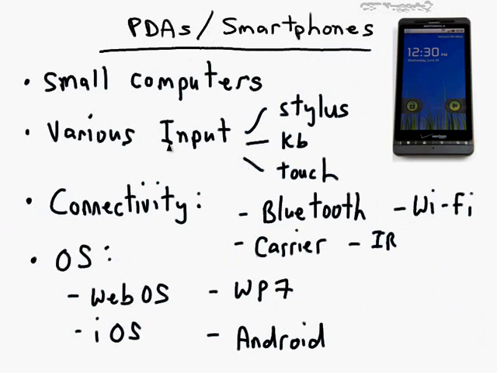To take the form factor down another notch, let's look at personal digital assistants, PDAs, and smartphones. Now, one has essentially become the other. What do I mean by that? A PDA or a smartphone, first let's look at their similarities, are small computers. They're not full fidelity PCs like all of the devices we've looked at thus far. We're going to make some concessions.